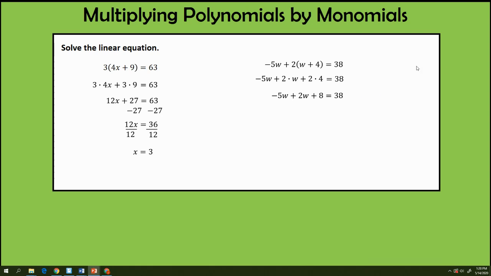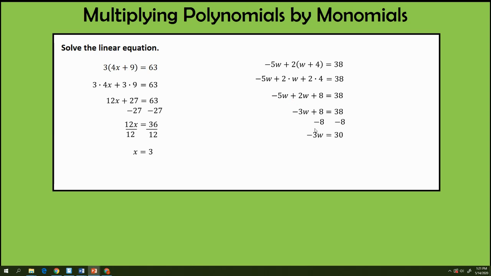The next thing we always want to be sure to do is to simplify by combining like terms. So on the left side of the equation, I got these two like terms. We want to put those together before we start solving. So that'll give us negative 5w and 2w is negative 3w plus 8 equals 38. Now we want to isolate this w term. So we want to make 8 a 0. So we will subtract 8.